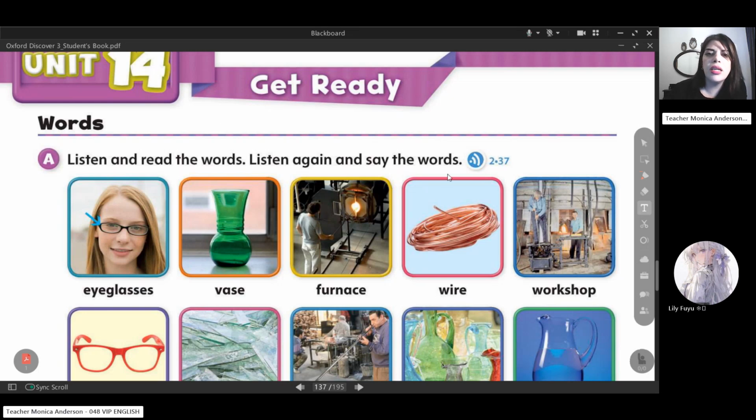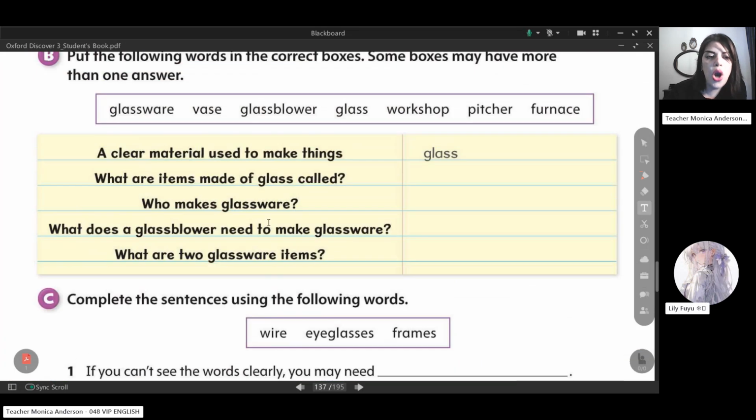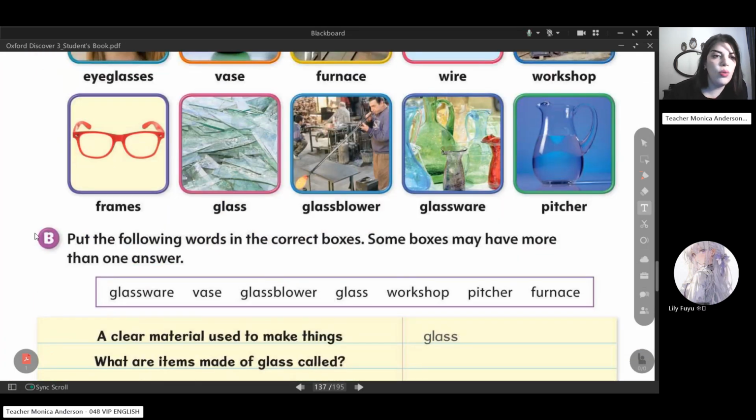Page 56. Oh, let me check. SIP 56. No! 136. 37, okay. Page 136. Yeah.